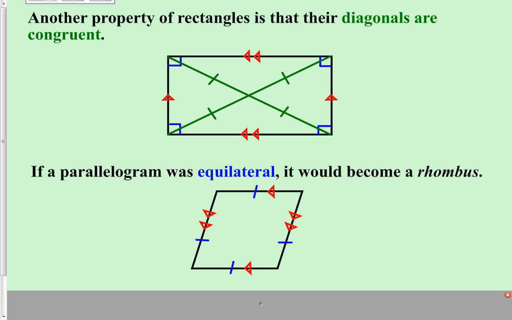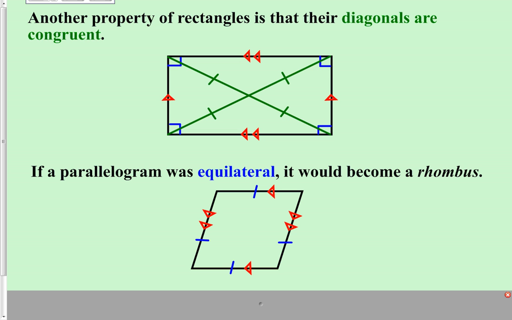Now, hopefully all these names of these shapes are ones you've heard before, so hopefully it's nothing new. We're just refreshing your memory and getting some new properties involved. So there's a new diagram for you, our parallelogram, but all four sides are congruent. It is equilateral. That makes it a rhombus.